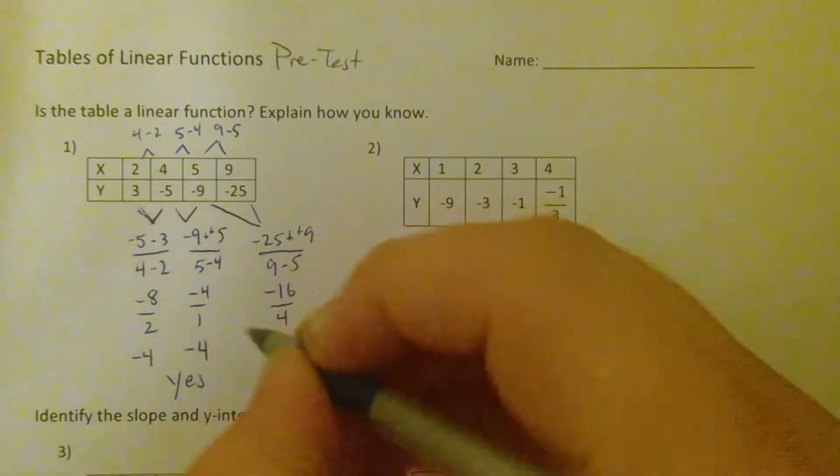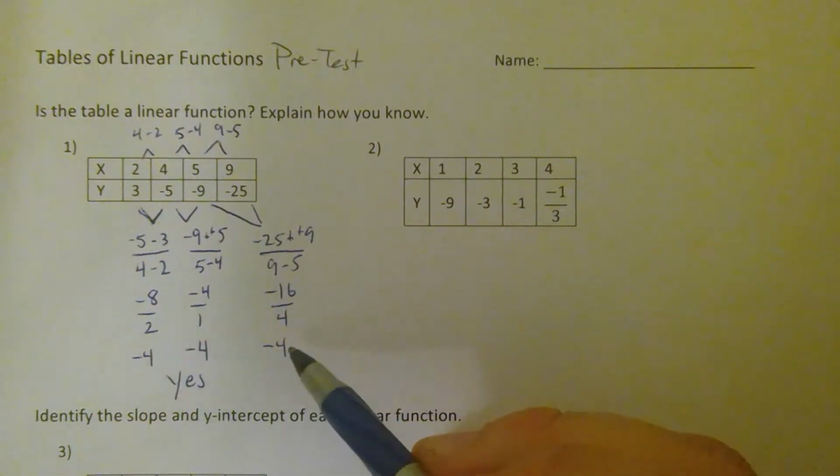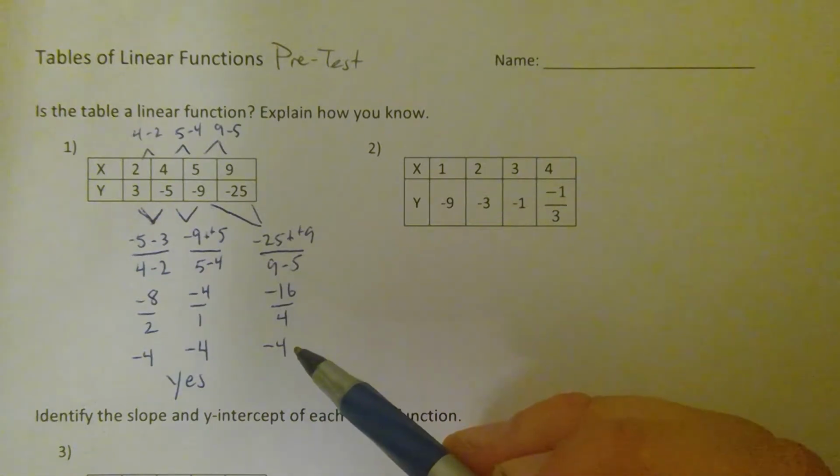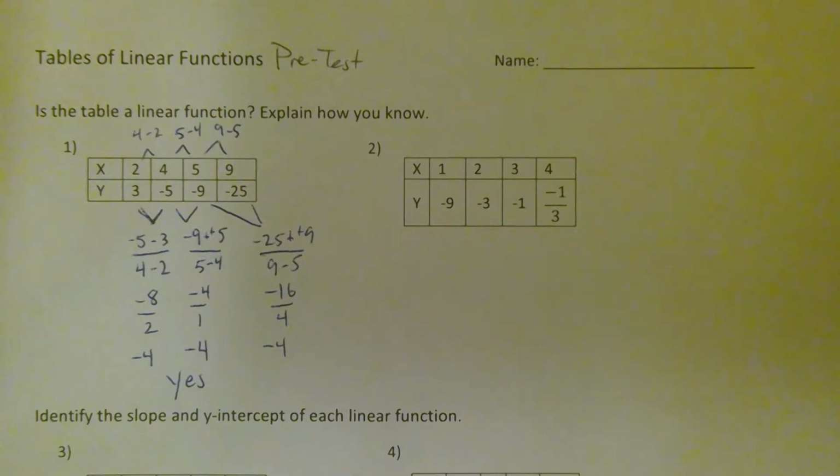So yes, this is a linear function because all of our rates of change are the same. That constant rate of change tells us that we have a linear function. So go ahead and take a look at number 2 and see if you can identify if that's a linear function.